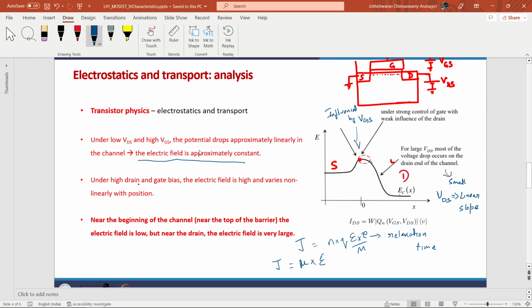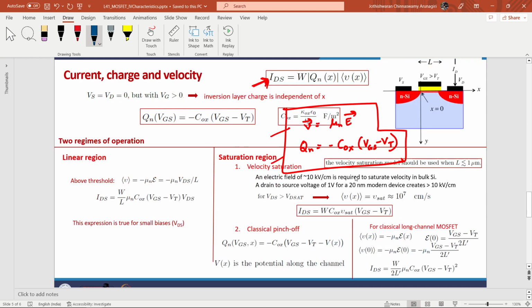So if we want those things, I would want an approximately constant electric field. However, that is not always possible. If I reduce the channel length, then drain bias effects and all of these things will start showing up over here itself. Those are the things we will want to avoid. How to avoid them, we will see that later. So yeah, these are the most important things you'll have to remember right now.